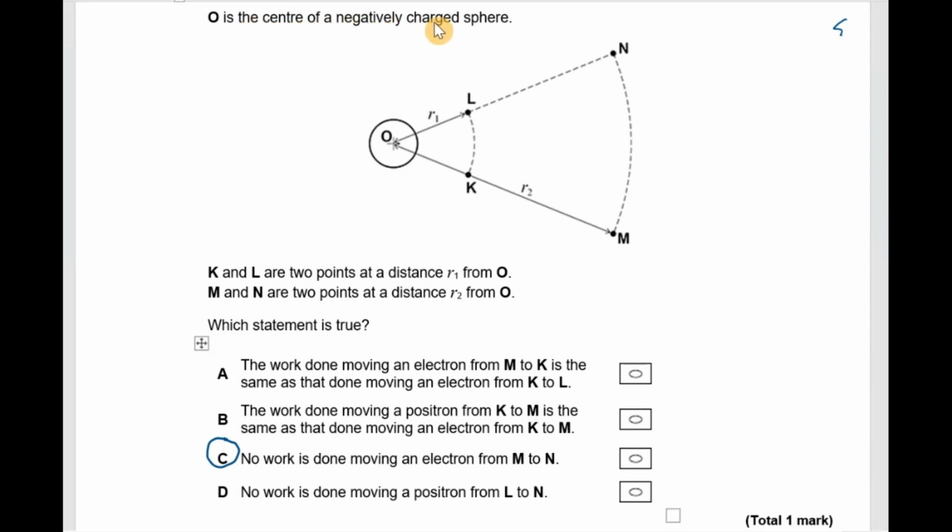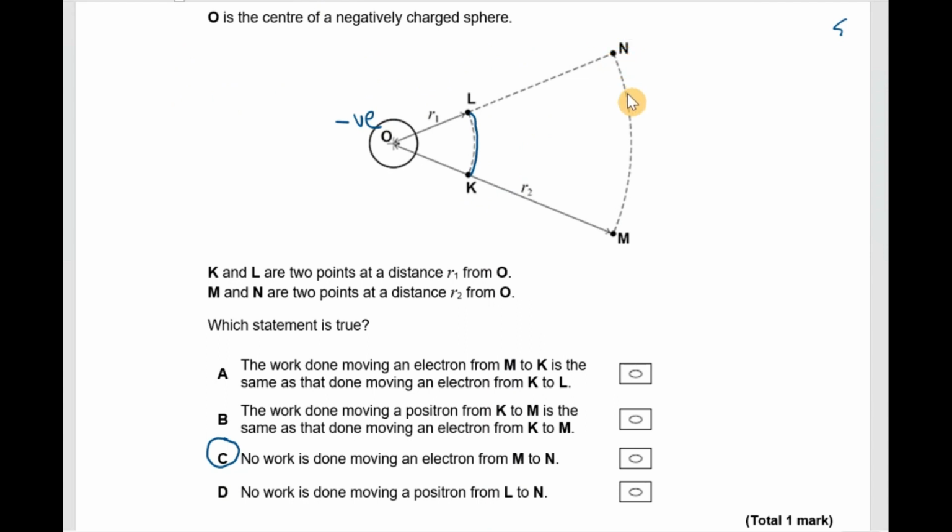So O is the centre of a negatively charged sphere. K and L are 2 points distance R1 from O, and M and N are 2 points at a distance R2 from O. Because L and K are the same distance from the centre of charge, they lie on a line of equipotential. That means the potential is the same at point L as it is at point K. It means there's no work done moving it between L and K.